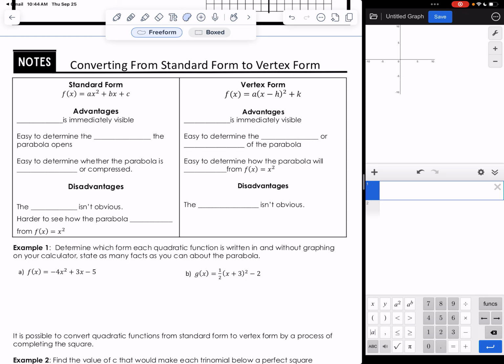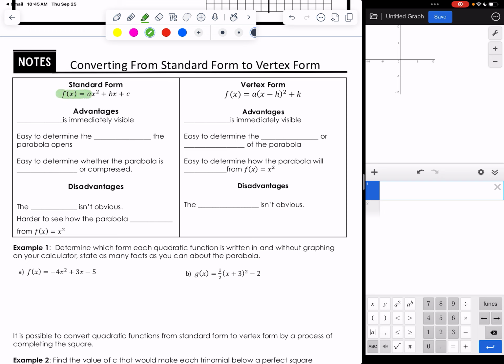In today's lesson, we will be learning how to convert a quadratic equation that's written in standard form into vertex form. Before we do that though, let's look at some advantages and disadvantages between standard form and vertex form. So let's start with standard form.